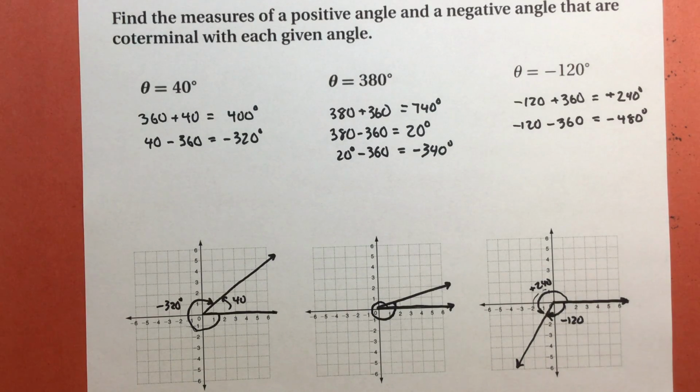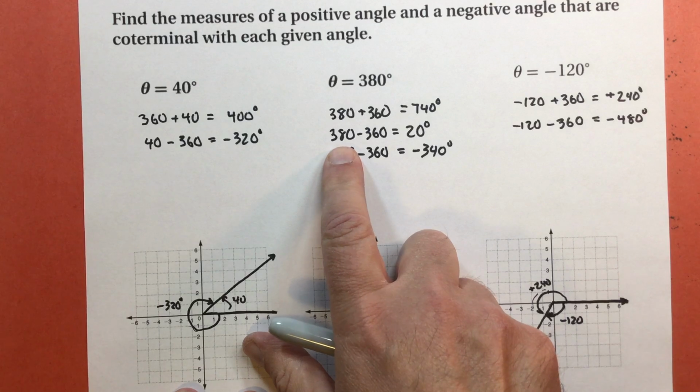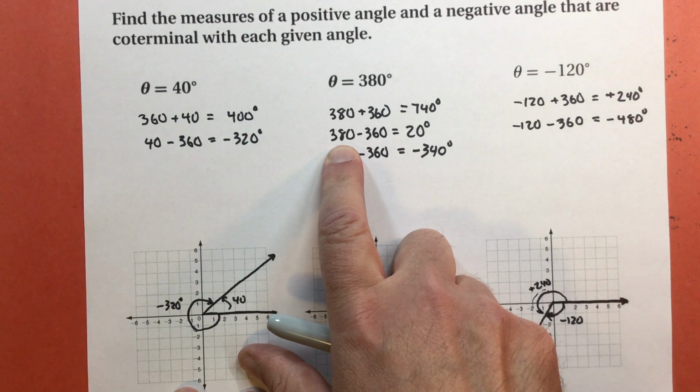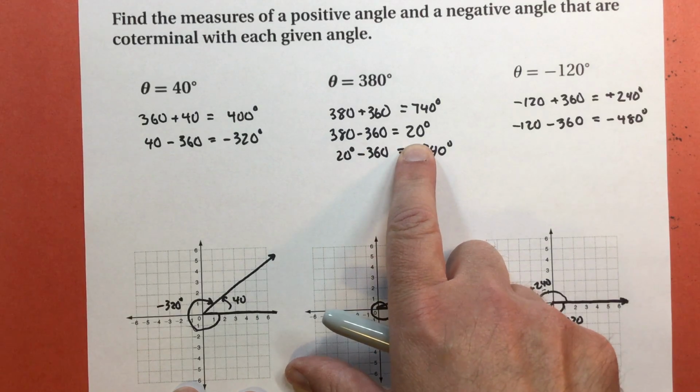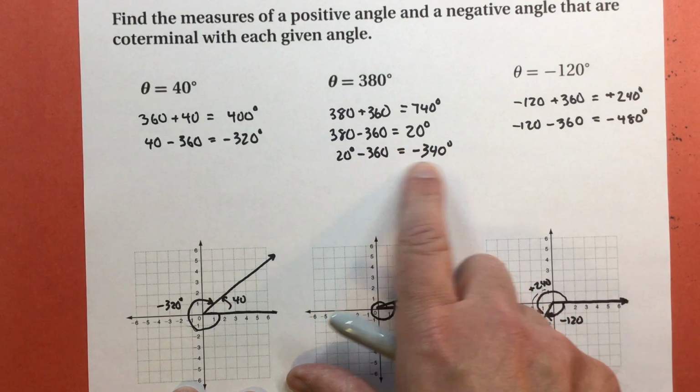So one more time, you're just going to add 360 or subtract 360. That's it. Be careful that if you start off and you say, like you got 380, which is bigger than 360, if you subtract 360 the first time, it's still a positive angle. Just do it again and get the negative angle.